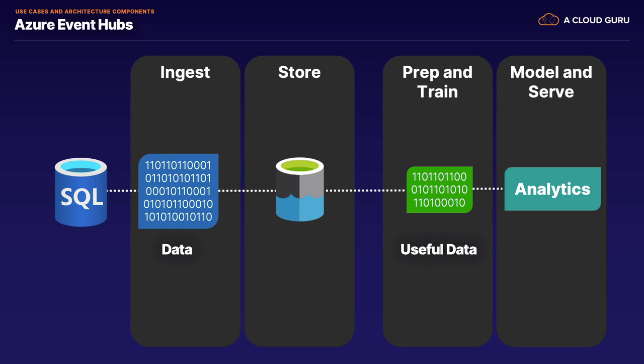The third step is prep and train, where there's going to be exploration and preparation techniques in order to try to solve business problems. The last step is model and serve, and that's the analytics piece where end users can consume and build custom reports. Let's take a look at some use cases now to see how Azure handles each one of these steps.